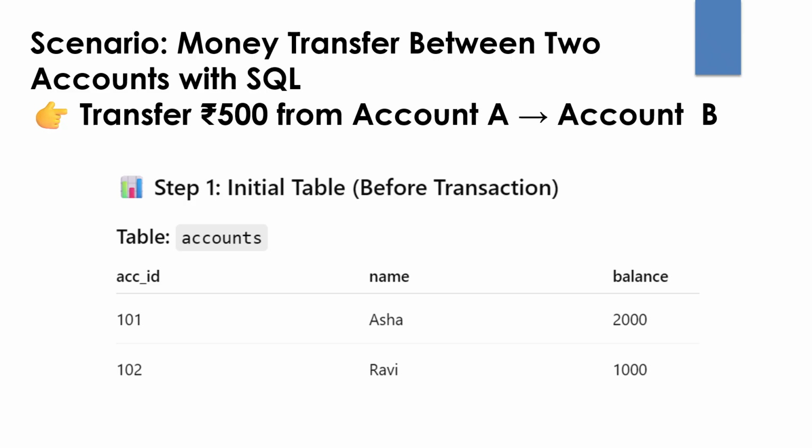We will see one scenario of money transfer between two accounts with reference to SQL statements. Now we want to transfer 500 rupees from Asha's account to Ravi's account. You can see Asha's account has a balance of 2000 rupees, whereas Ravi's account has a balance of 1000 rupees. This is the initial status of the accounts table in our SQL database.